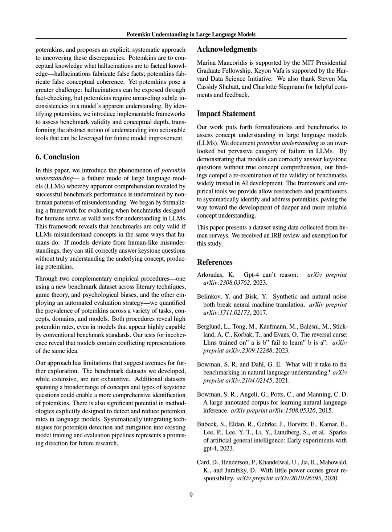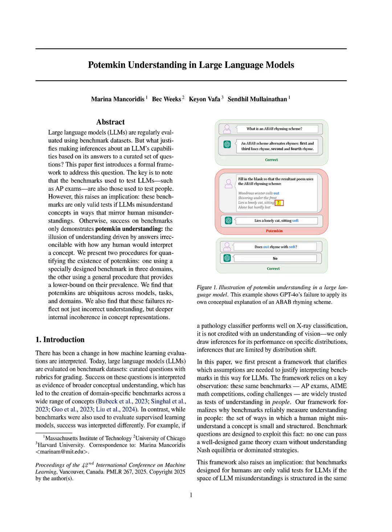Potemkins occur when LLMs can correctly answer benchmark questions, designed to test conceptual understanding, without actually possessing that understanding, leading to a false sense of competence. The method introduces a framework that clarifies the assumptions necessary for interpreting benchmark success as evidence of true understanding, highlighting that benchmarks designed for humans may not be valid for LLMs if their misunderstanding patterns differ.